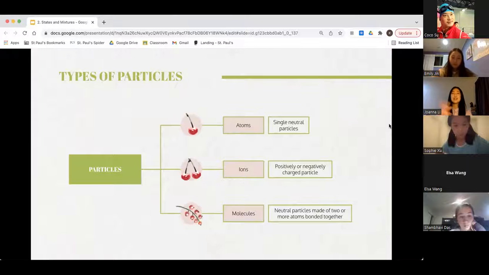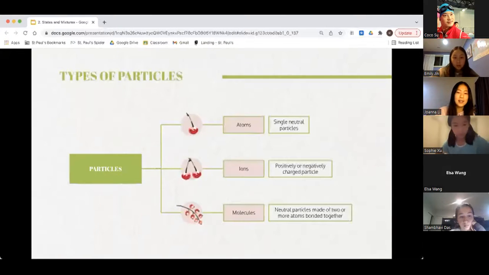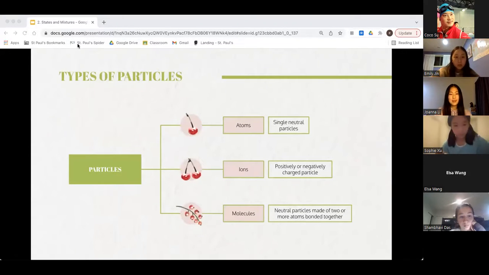So last week we talked about how everything is made up of atoms, right? But these individual particles called atoms can be arranged in a number of different ways. Last week we already touched on ions, but this week we'll also bring in molecules.